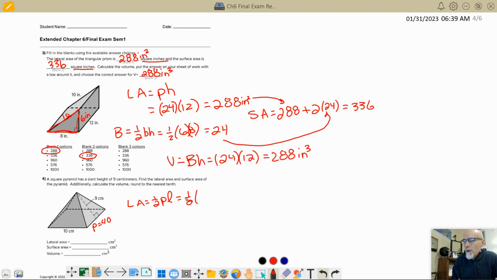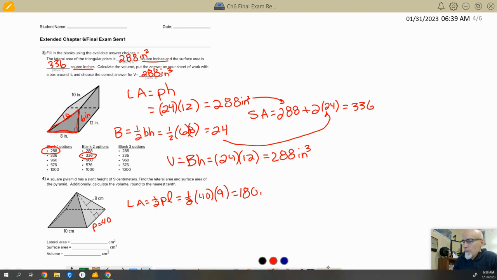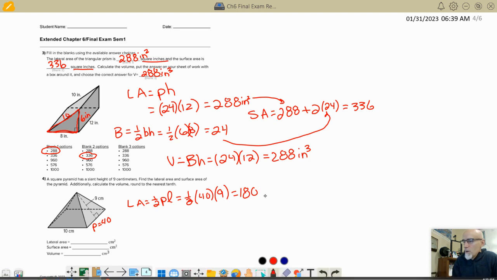So I'm going to go 1/2 times 40 times the slant height. This is the slant height right there, 9. 1/2 of 40 is 20. 20 times 9 is 180. It's in centimeters, so square centimeters. All right, so I'm going to put 180 right there.